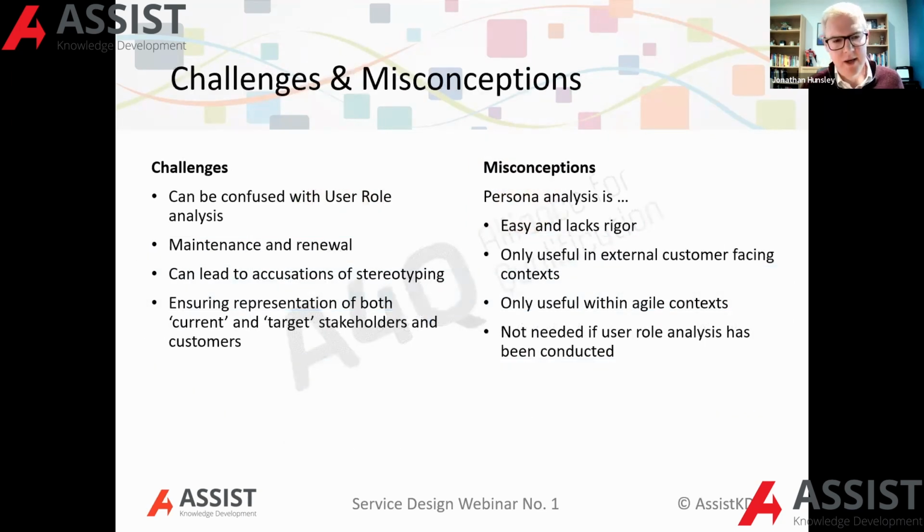Some challenges: getting it mixed up with the user role analysis is a big challenge. If you've created a broad volume of personas, you've got to think about how you are going to maintain them and renew them. How do you make sure that they're accessible by your change team and that they're kept up to date? It can be difficult to create the personas. And one of the difficulties that's related to this technique is the accusation of stereotyping.